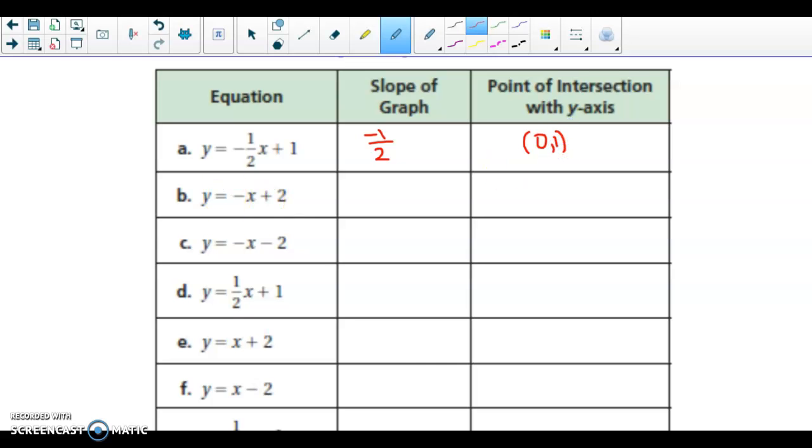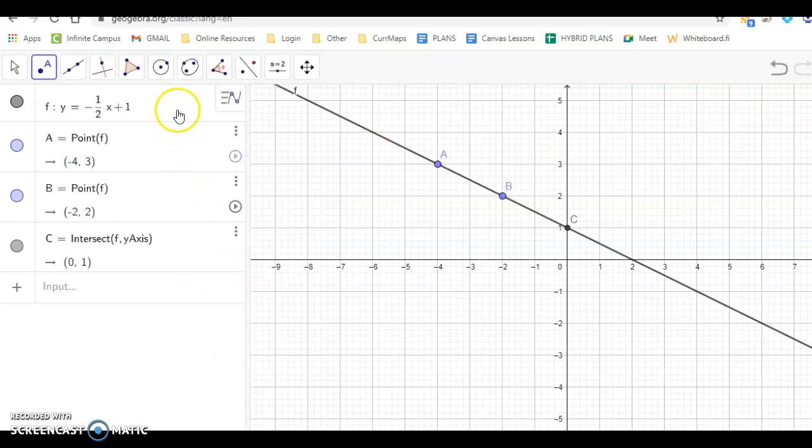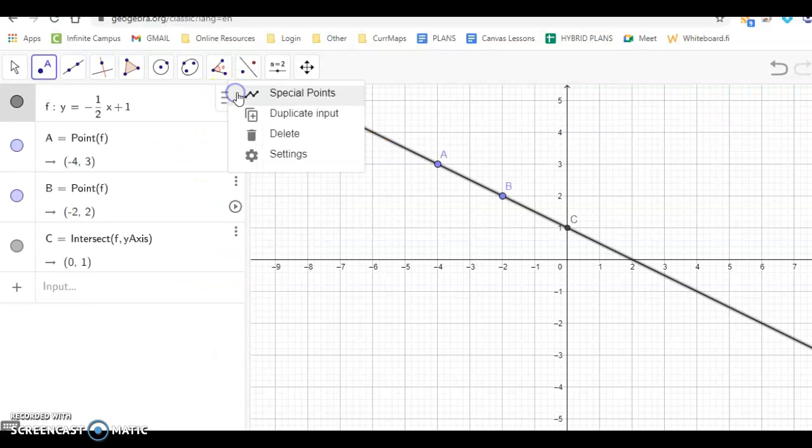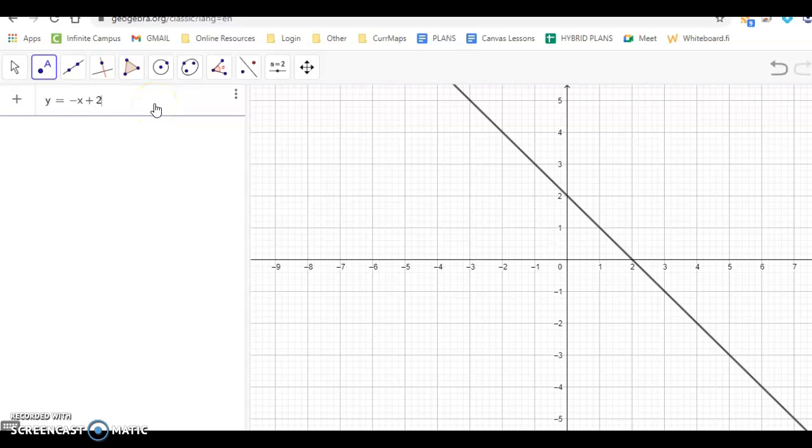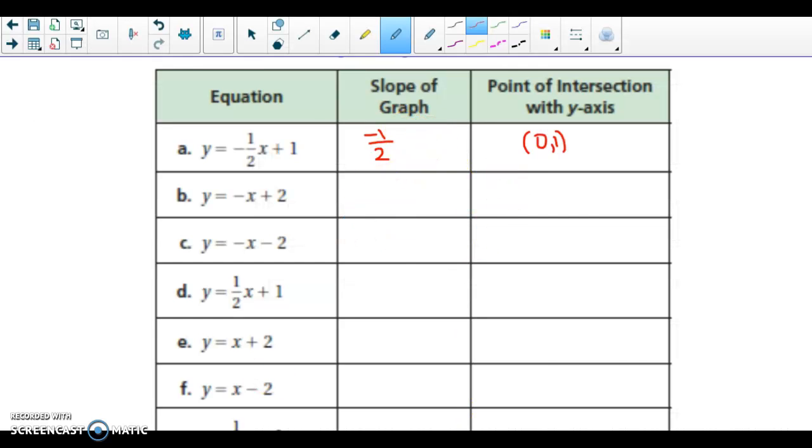Alright, we'll do one more now to help you out, and then you can fill in the rest on your own. Y equals negative x plus 2. Come back to GeoGebra. Click here. Click these 3 dots. Hit delete. And it's all gone. So y equals negative x plus 2. We got this line. Okay, remember we got to find our slope first.